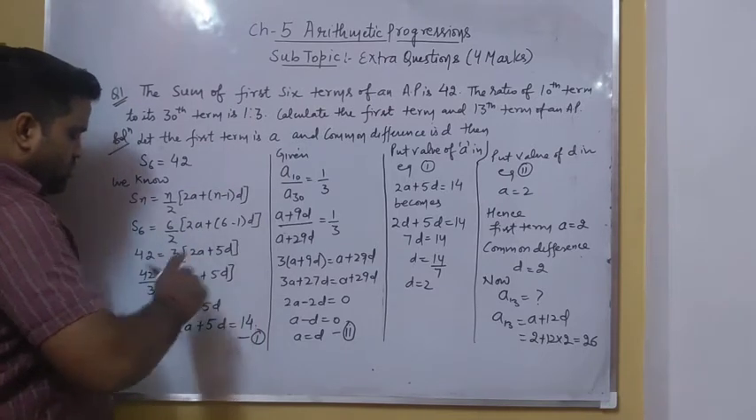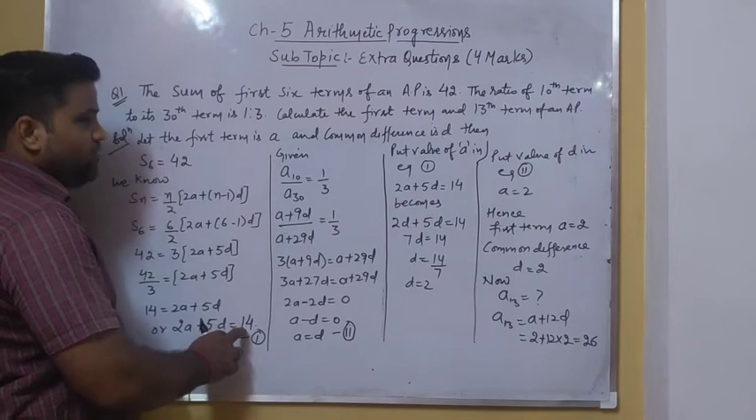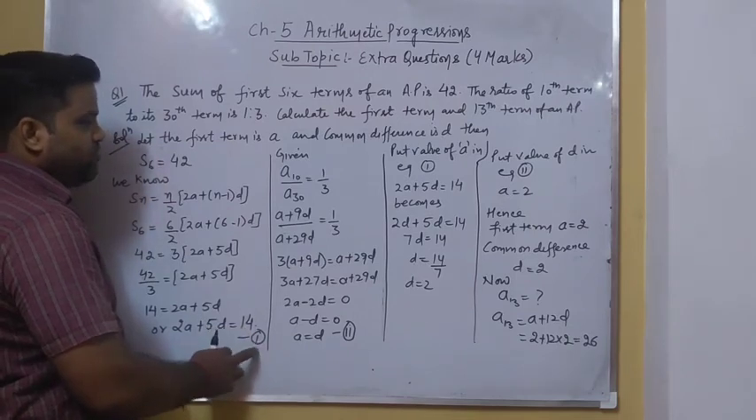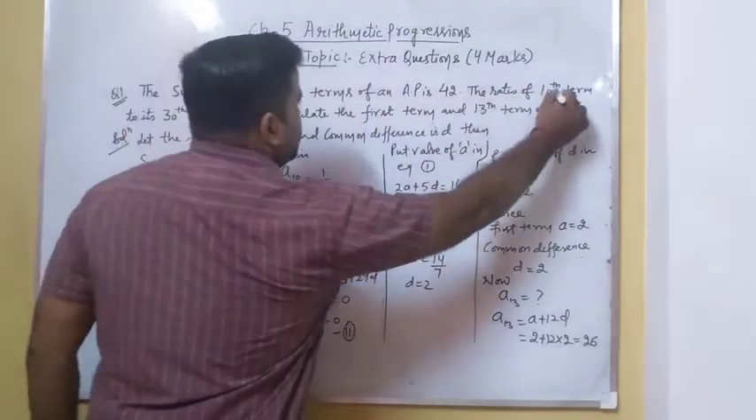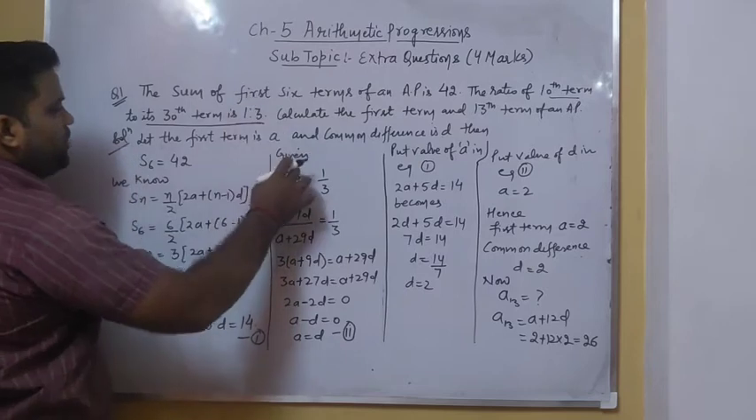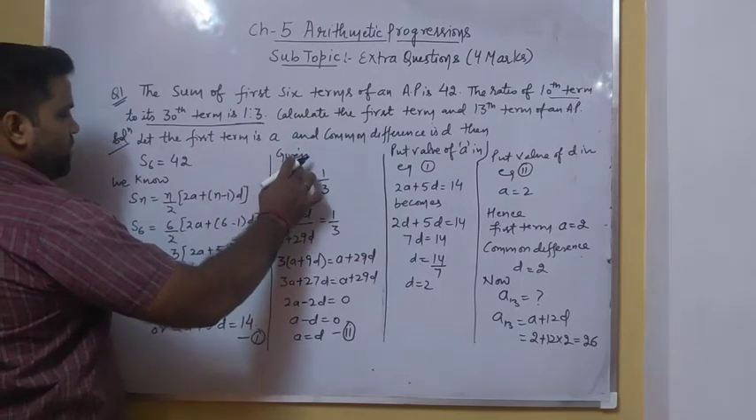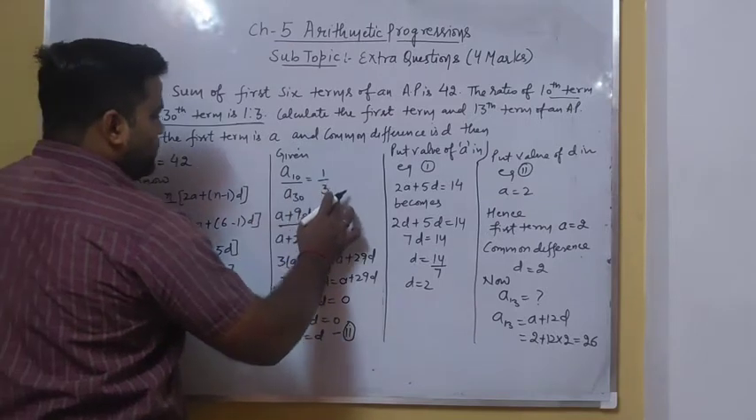On putting all the values, here we get the equation 2a plus 5d equal to 40, and we consider it as the first equation. Now as given in the question, the ratio of the 10th term to its 30th term is 1:3. So we can write the ratio of the 10th term to the 30th term is equal to 1/3.